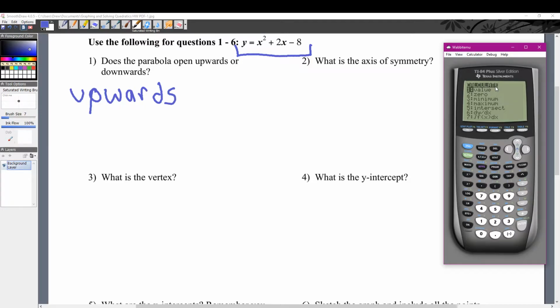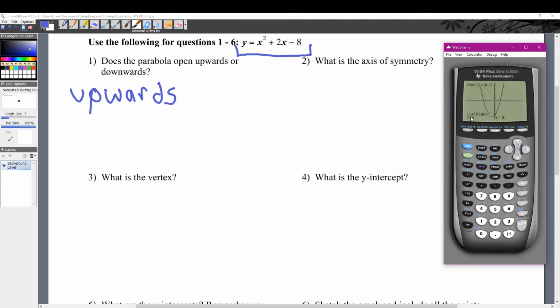Now, by looking at this, it has a couple of options. What we're going to be looking for is either the minimum or the maximum value. This depends on the direction the graph is opening up. If it's opening upwards, you're going to be using the minimum value for your vertex. If it opens downwards, you would be using the maximum. So we know our graph is opening upwards, so we're going to use minimum. So scroll down to minimum, hit enter, and then we're given a slightly different menu.